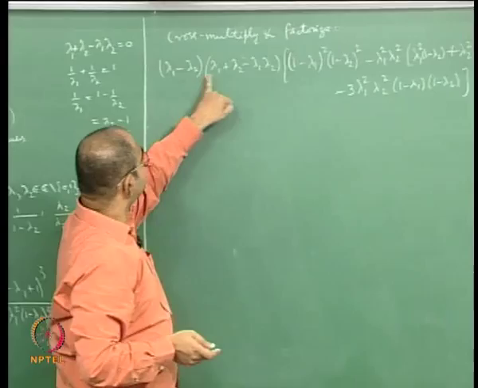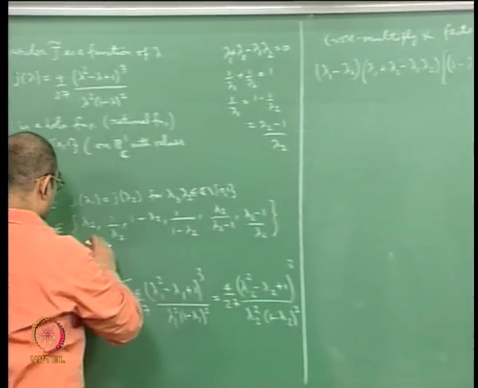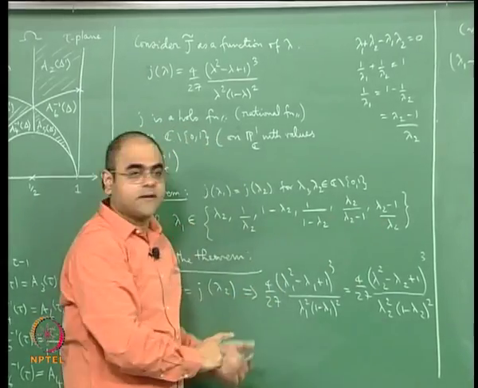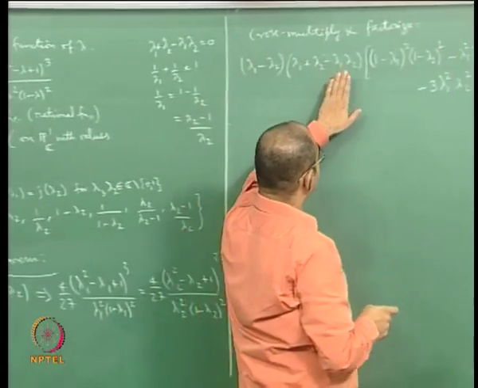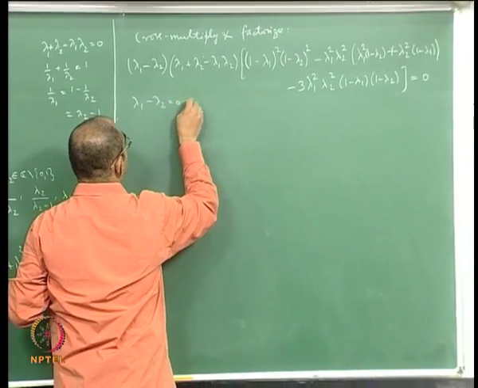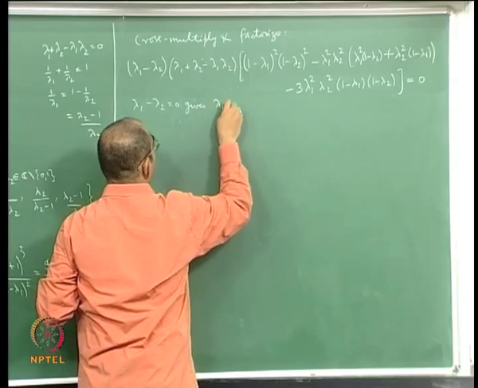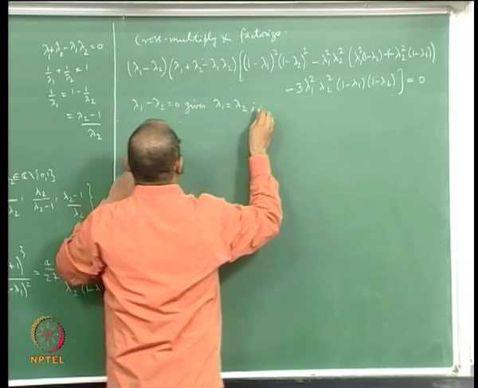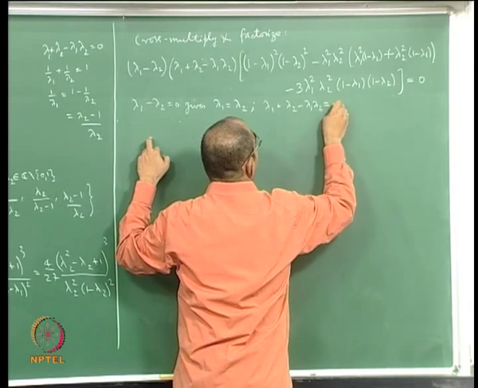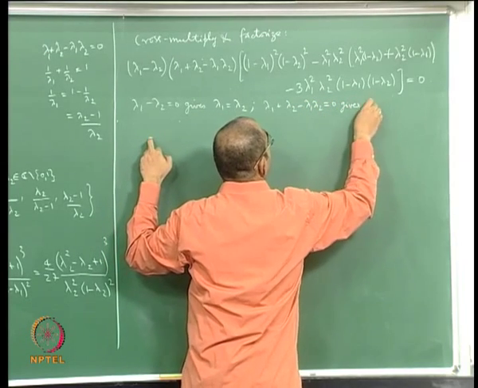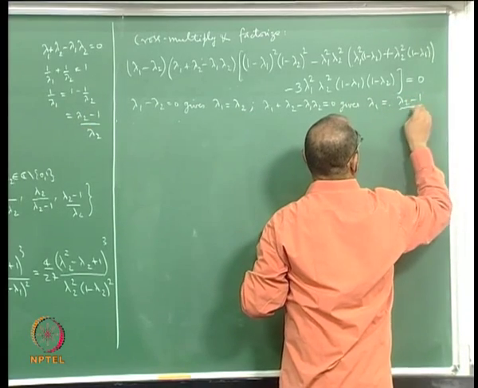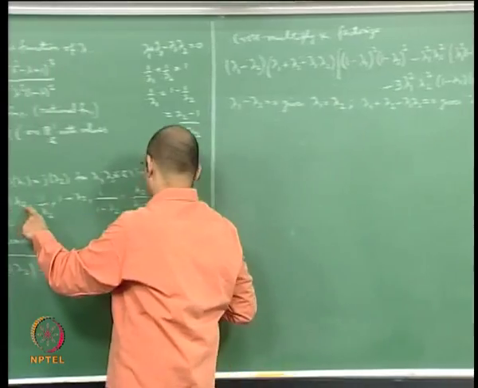So, therefore these two factors correspond to these two possibilities. Lambda 1 minus lambda 2 equal to 0 gives lambda 1 equal to lambda 2, and lambda 1 plus lambda 2 minus lambda 1 lambda 2 equal to 0 gives lambda 1 equal to, as I wrote down, lambda 2 minus 1 by lambda 2. So you have got two of these.